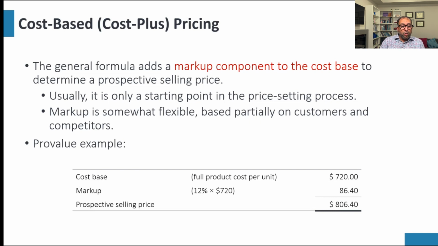So the example is: the full product cost per unit is 720, and the management has decided that we want to earn 12% profit on it. So they add up 12% of 720, which is 86.40. So by this way, the prospective selling price is 806.40. So it's very simple that we are adding up.